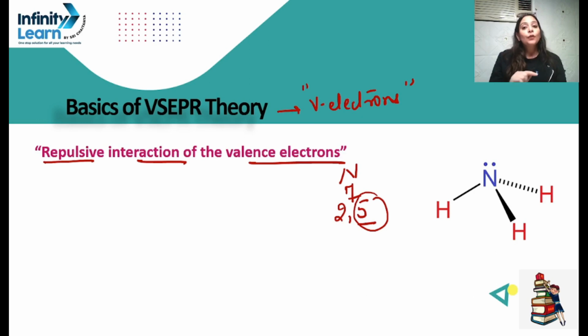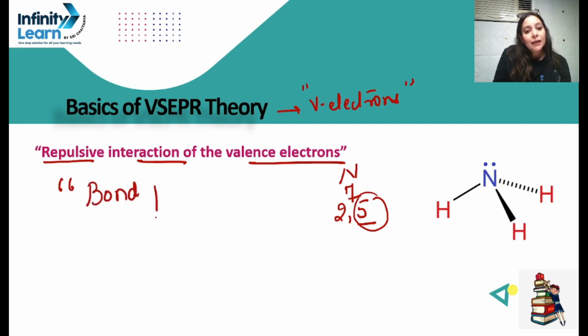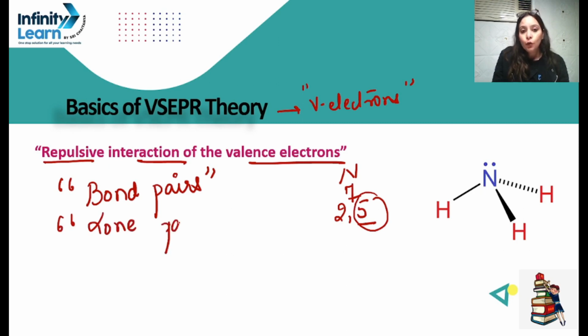Right? Now we know that there are two types of valence electrons which we usually come across. The valence electrons which participate in the bond formation are called bond pairs, right? And the valence electrons which don't participate in the bond formation are called lone pairs. But both of them are negatively charged. They have a negative electron cloud. So obviously they will repel the incoming electron.